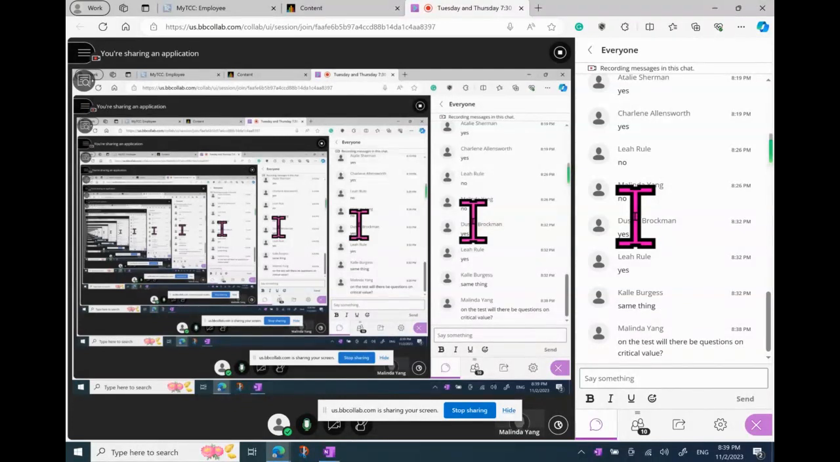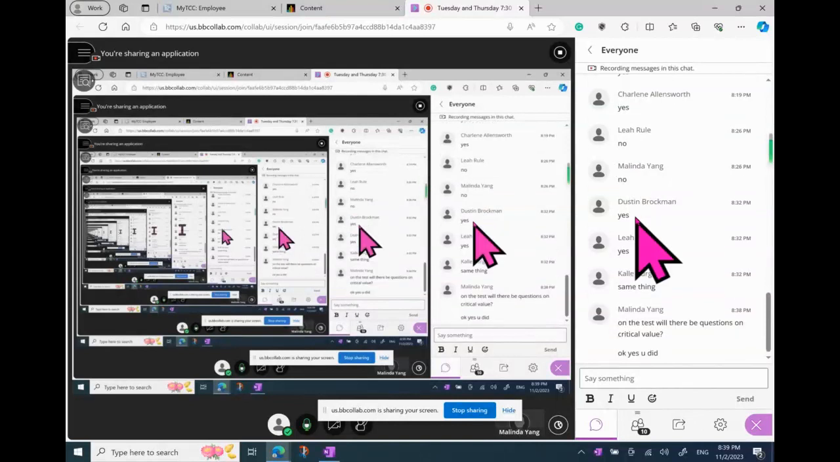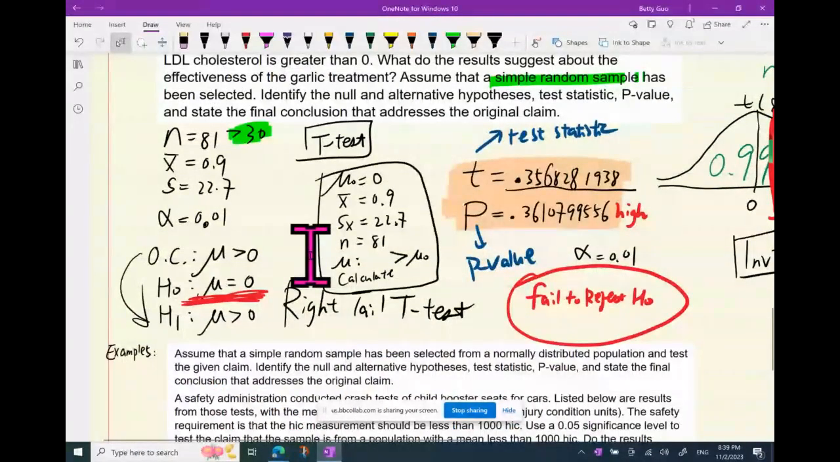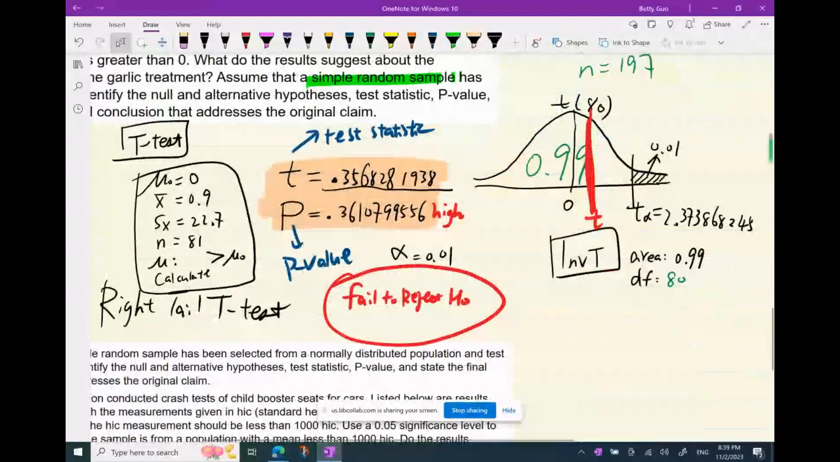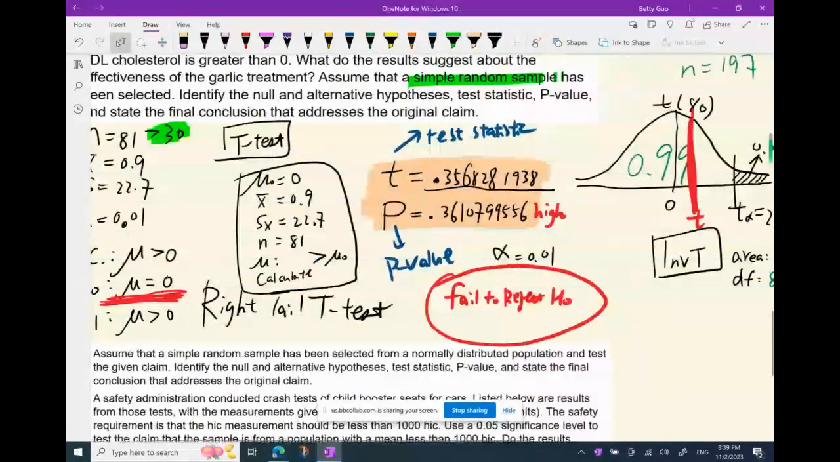Did I answer your question, Melinda? Yeah, you would have to know the process: draw the graph, find the critical value by using inverse t. In this case, on Tuesday it was inverse normal, right? Yeah, it's different, it depends on the distribution.